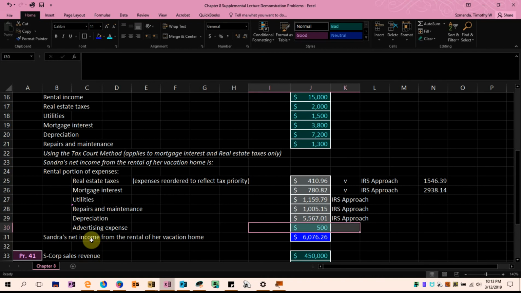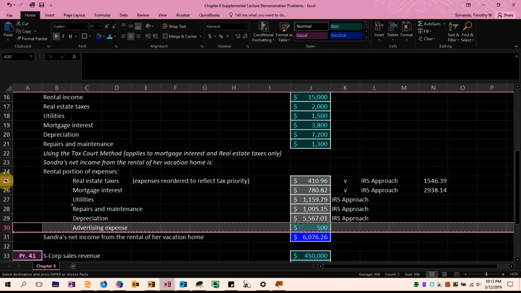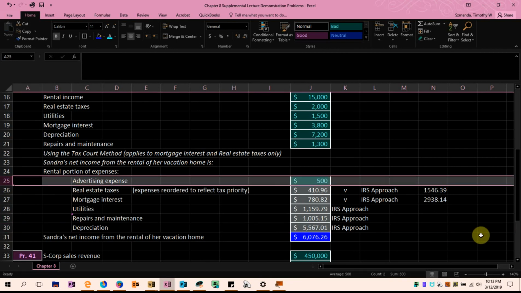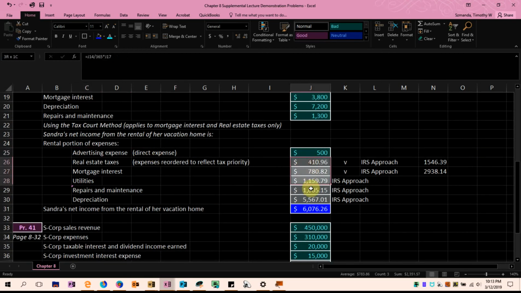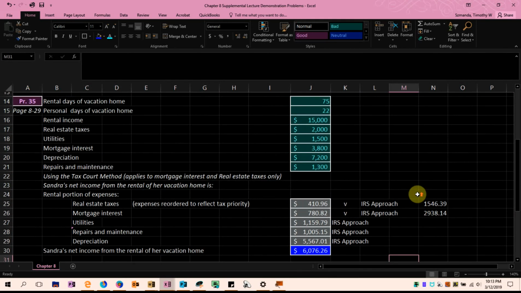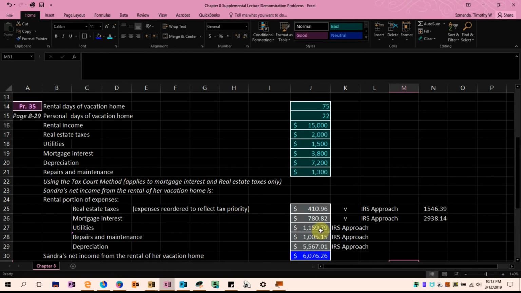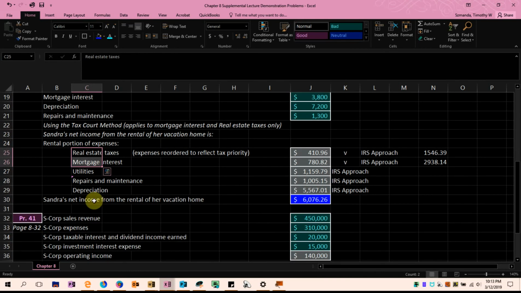So if I were to reorder this list, we could list this first, because it's a direct expense. Again, this was just for comparative purposes. This is not part of the problem. But I just wanted to mention it because if it's a direct expense, there's no allocation needed, whether IRS approach or the tax court approach. Okay, so this is the solution then to problem number 35, using the tax court approach for real estate and mortgage interest, and then using the IRS approach for the rest.